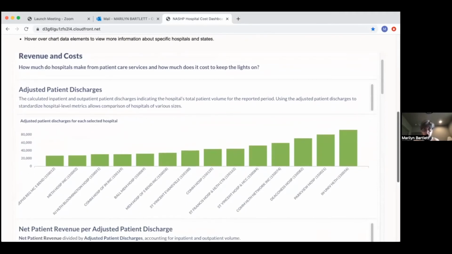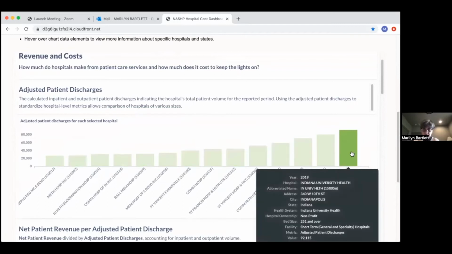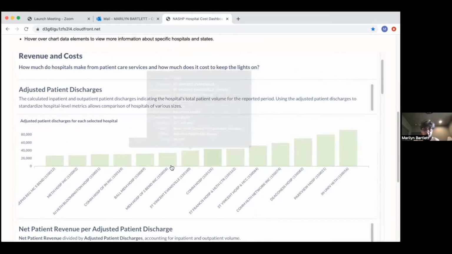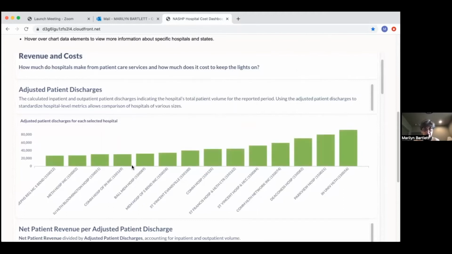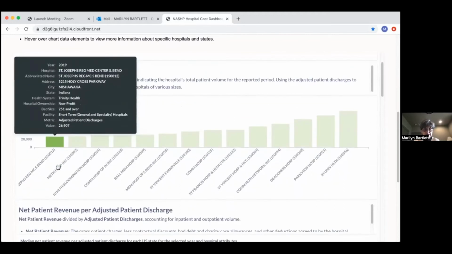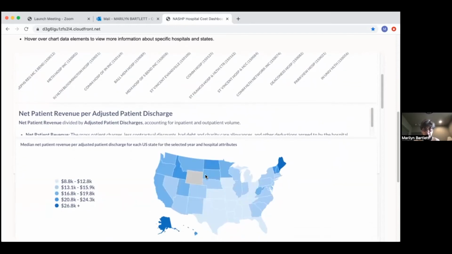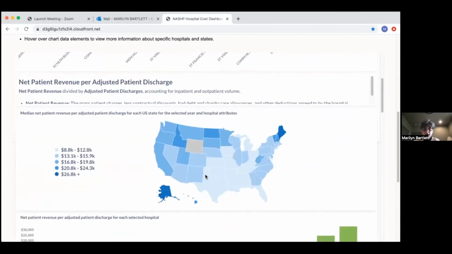This first graph will show you the specific hospitals, and this is the number of discharges. IU Health, definitely the largest at over 92,000. You can see the other hospitals ranging. You can see the number of discharges. Then we get into what you saw before. When we start talking on the compare hospitals, the chart will look at the United States for any hospitals that fit that criteria I picked, which was not for profit and the plus 251 beds.